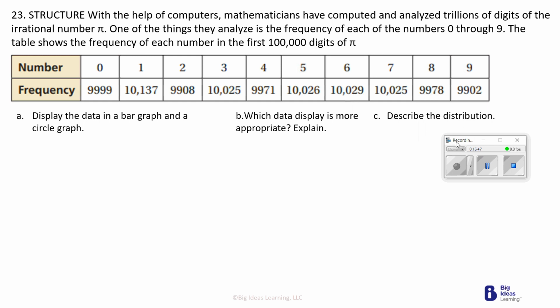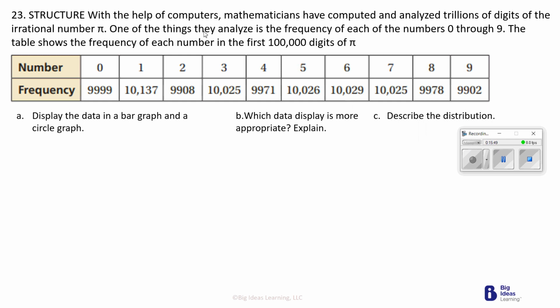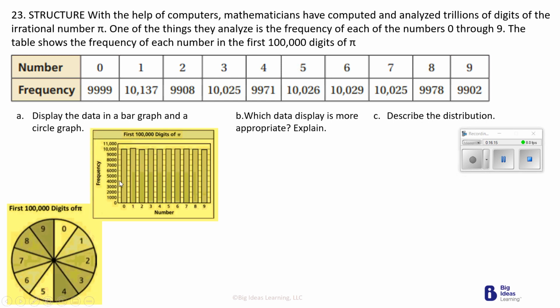Looks like we're doing 23 here. It says structure, with the help of a computer. Mathematicians have computed and analyzed trillions of digits of the irrational number pi. One of the things they analyze is the frequency of each of the numbers 0 through 9. The table shows the frequency of each number in the first 100,000 digits of pi. Okay. Display the data in a bar graph and a circle graph. So when we do this, I got my bar graph and circle graph showing this.